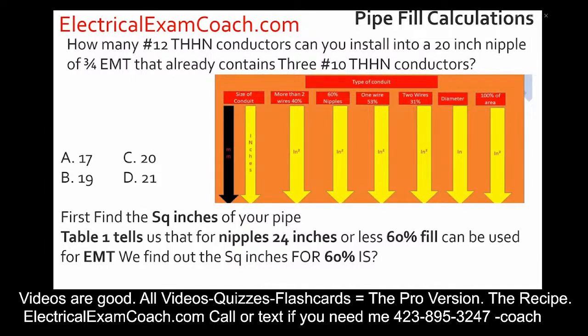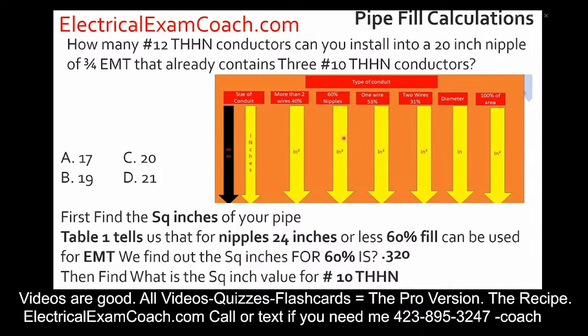First, we will verify our type of conduit to make sure we're in the right conduit. Then we're going to start on the left-hand side and find our size of conduit. But then we need to cross over to the 60% fill because this is a nipple. And we find that it's 0.320. Now we can finish the problem like normal.